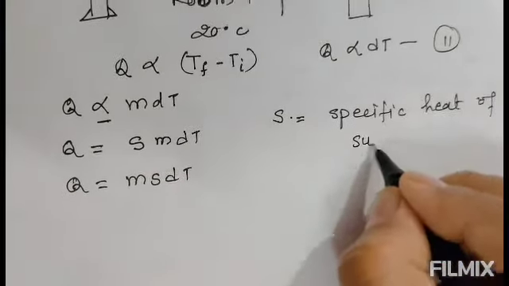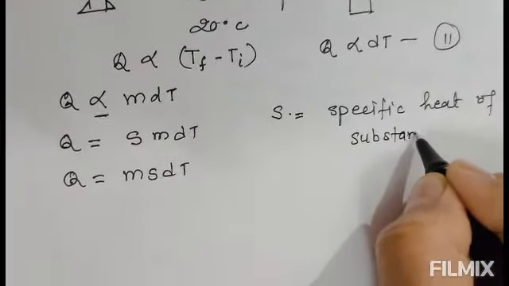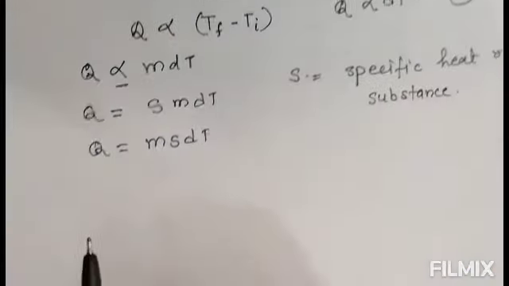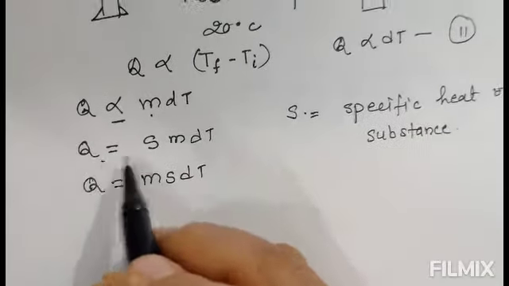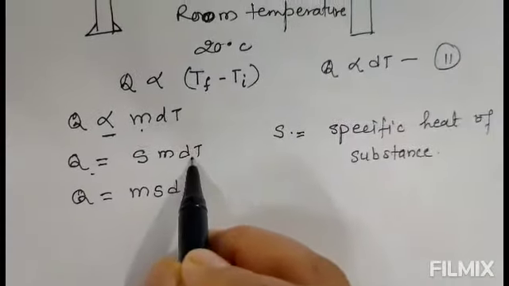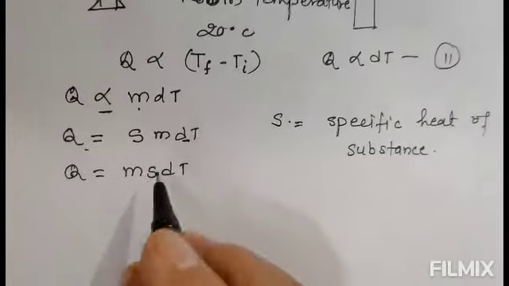You can understand this in this way, as I have given you the two conditions, that Q is directly proportional to the mass and Q is directly proportional to the rise in temperature or the difference in temperature.